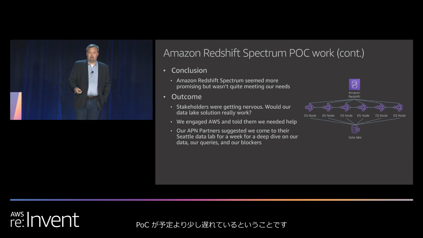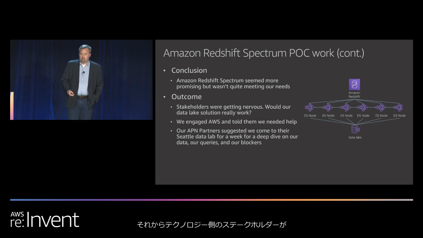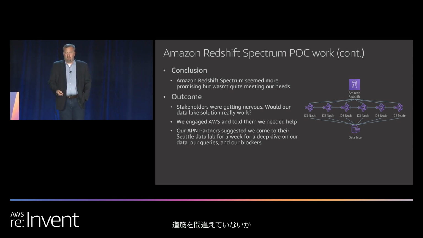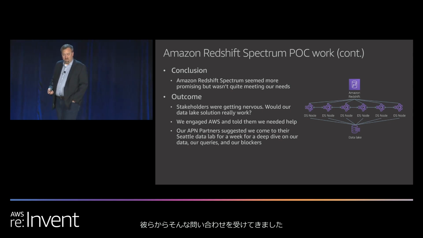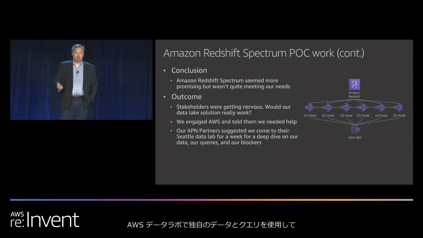So the outcome of the project at this point in time was that our proofs of concept were running a little bit behind schedule. Our business stakeholders, and honestly some of our technology stakeholders, were getting nervous. They were asking questions like, will this really work? Are you guys on the right path? Do you guys know what you're doing? And so we engaged our AWS account team and told them that we needed help. And so they suggested that we travel to Seattle and go to the AWS Data Lab and tackle our blockers in our project using our data and our queries.